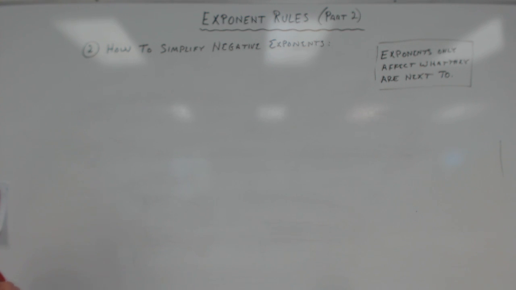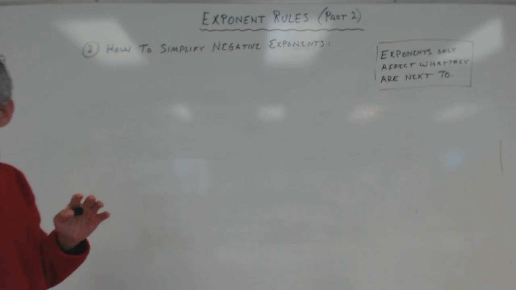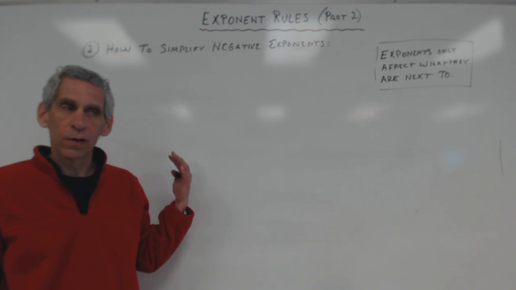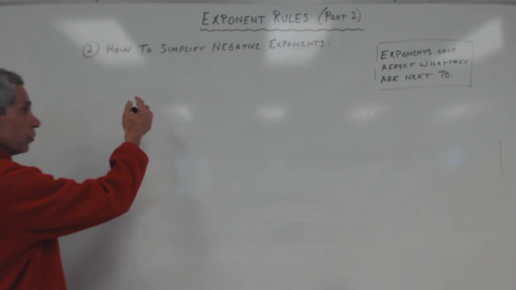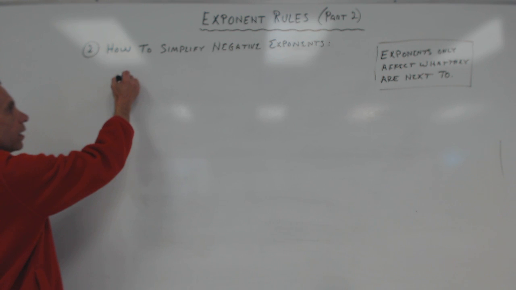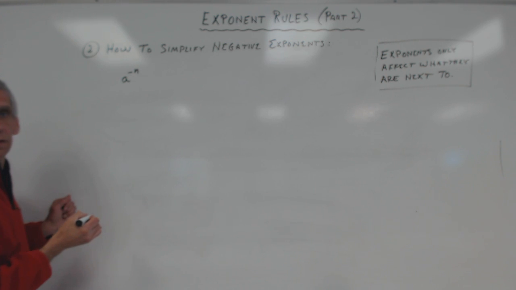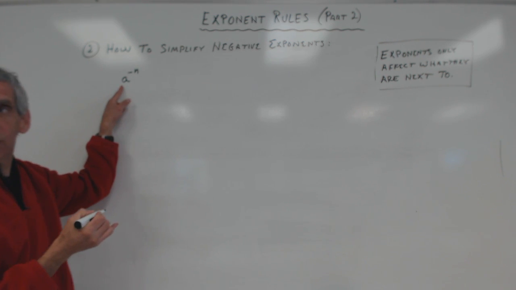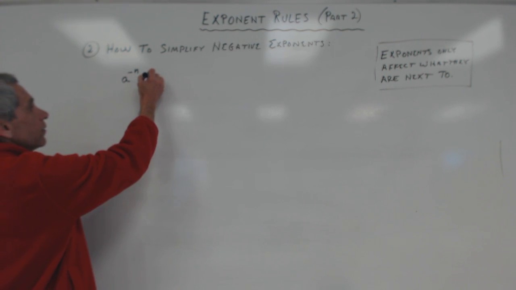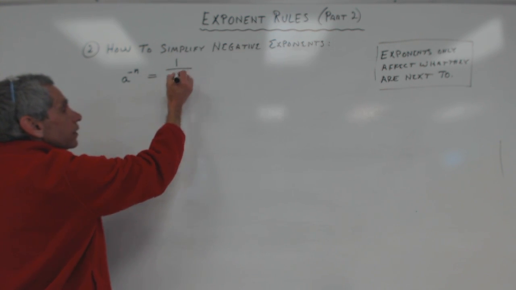There's a rule. Remember I told you yesterday we're talking about shortcuts? So I'm giving you shortcut rules, and you'll understand this more soon, but let me just show it to you. The rule is something like a to the negative n. In other words, a is any number, and the exponent is any exponent that's negative, right? A to the negative n is equal to 1 over a to the positive n.